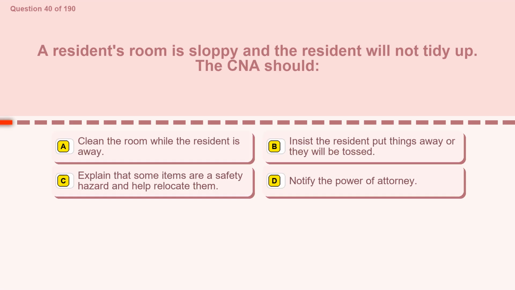Question 40. A resident's room is sloppy and the resident will not tidy up. The CNA should. Option A, clean the room while the resident is away. Option B, insist the resident put things away or they will be tossed. Option C, explain that some items are a safety hazard and help relocate them. Option D, notify the power of attorney.